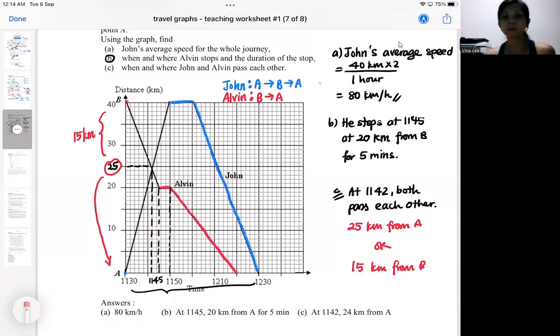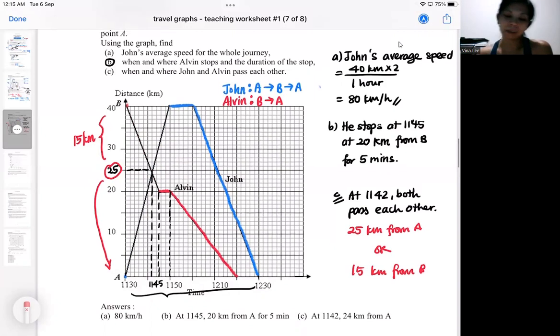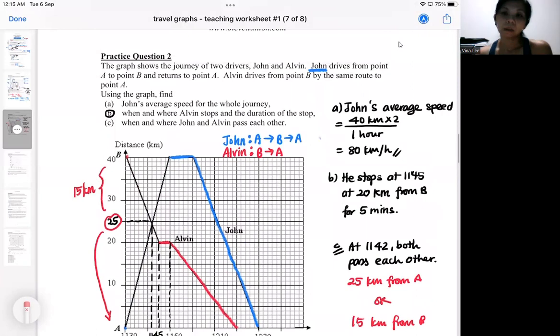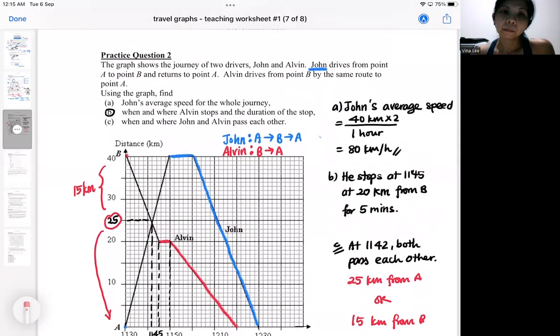Because if you put 25 kilometers, I wouldn't know: is it 25 kilometers from A or 25 kilometers from B? That would be a different location. Or you just put 15 kilometers and you never tell me that it's 15 kilometers from B. I also won't know where the location is. So when you want to tell people a location, there must be a reference point, or else you will get marks deducted. Okay. So that's the idea of a distance graph.